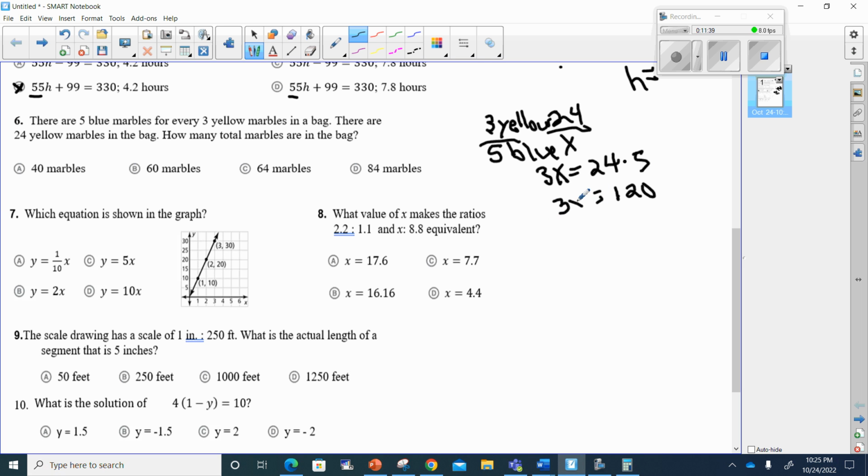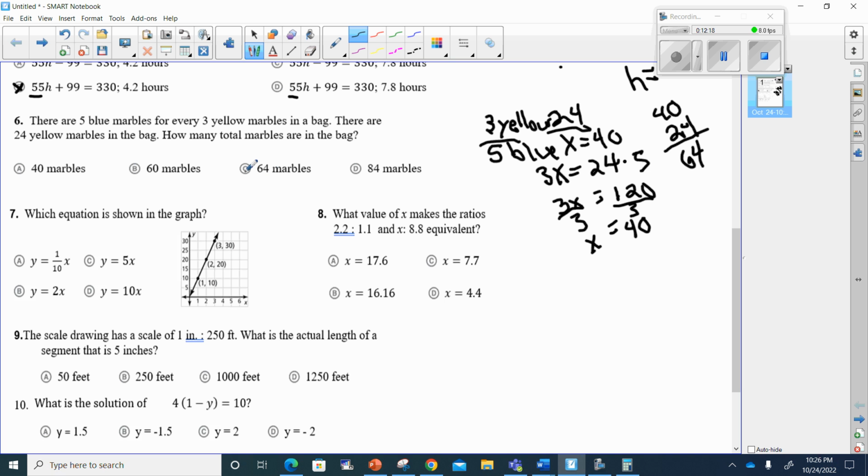Now remember, x is being multiplied to 3, so I need to divide 3 away to get rid of it, because 3 divided by 3 is 1. That leaves me 1x. But whatever I divide from one side, I have to divide from the other. I know 12 divided by 3 is 4, so 120 divided by 3 is 40. So that means my answer has to be, well, remember, this just tells me how many blue marbles there are. Now I have to add 40 plus 24 to find out the total amount. And 40 plus 24 is 64.